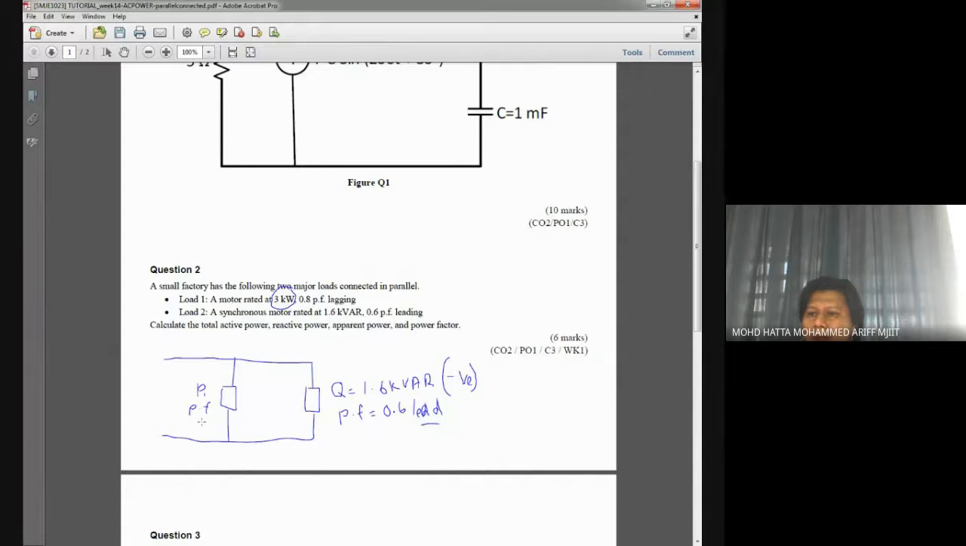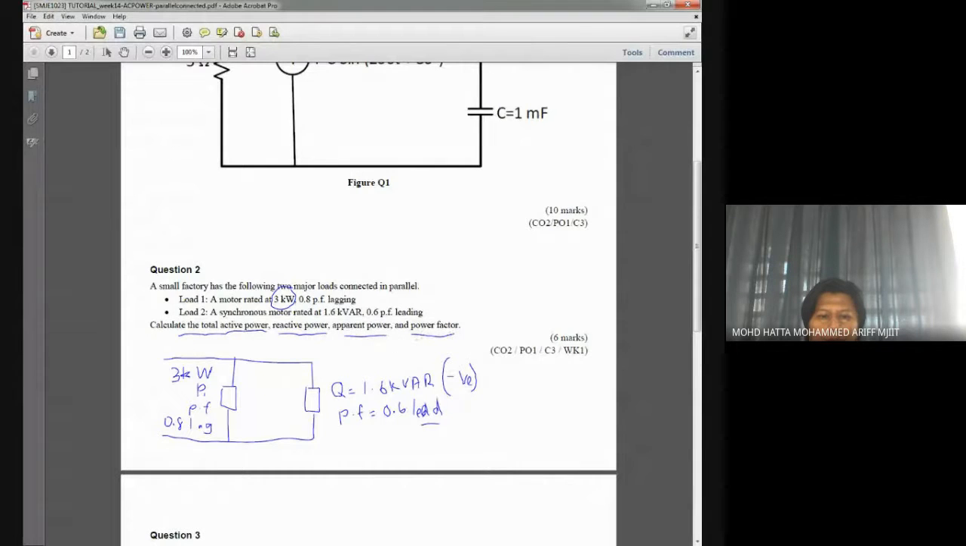And in this part, we have a lagging power factor with a value of 0.8 lag. And we don't have any information on our reactive power. But what we have over here is the active power, which is 3 kilowatts. So based on this information, you need to calculate the total active power, total reactive power, apparent power, and also the total power factor.